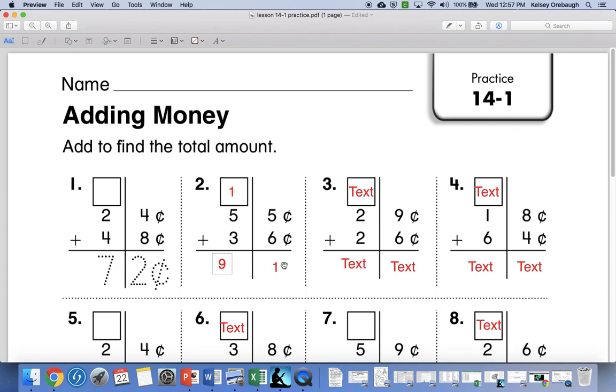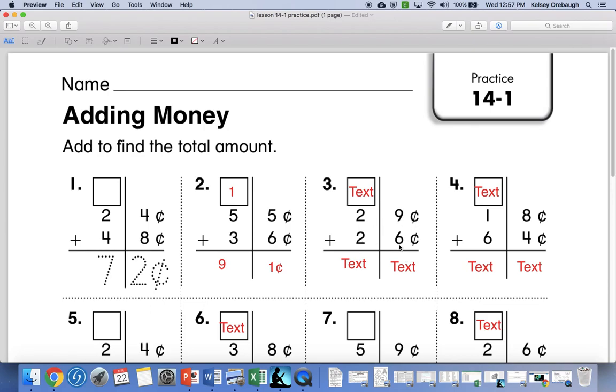And what do I need to add here since we are adding money? I need to add the cent symbol. Oops. All right. So our answer is 91 cents. Let's move on to number 3. 29 cents plus 26 cents.